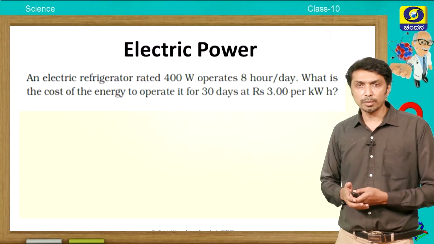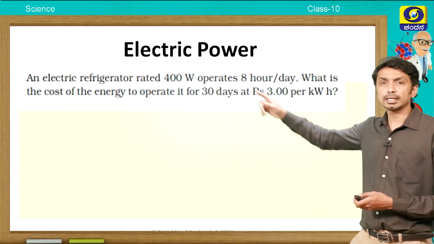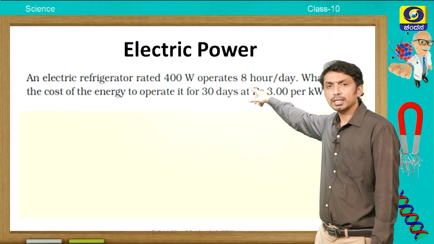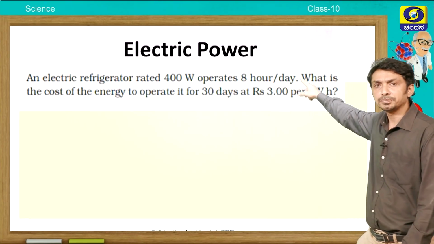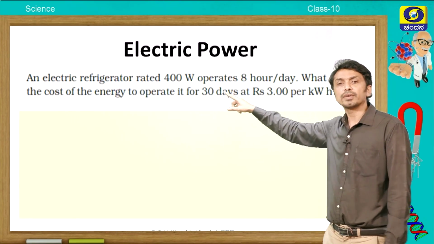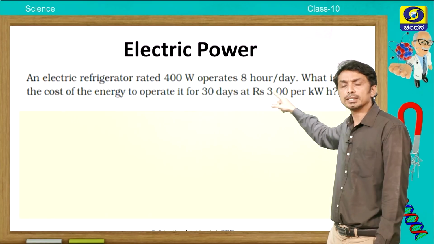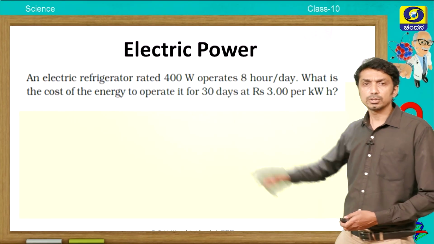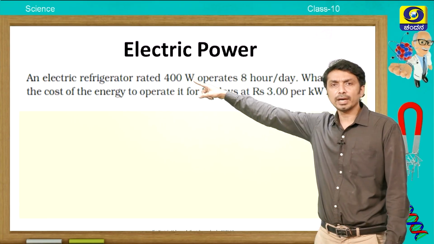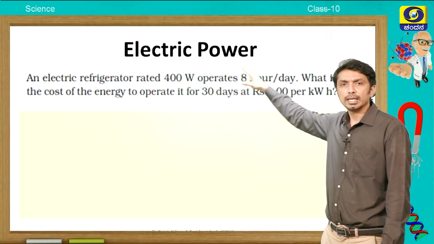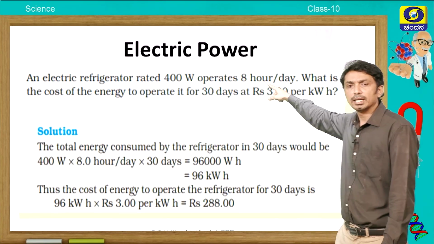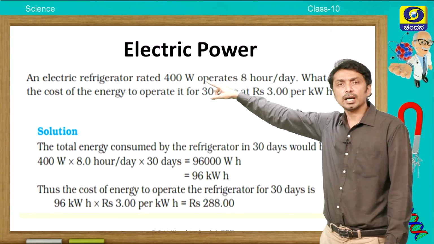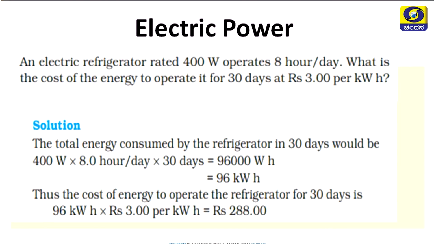Try to solve a problem based on electric power. An electrical refrigerator of 400 watt power operates 8 hours per day. What is the cost of energy to operate it for 30 days at rupees 3 per kilowatt hour? So, now what is this 400 watt? It is the power P, and what is this 8 hours per day? It is the duration for which the appliance is being used. For how many days it is used?